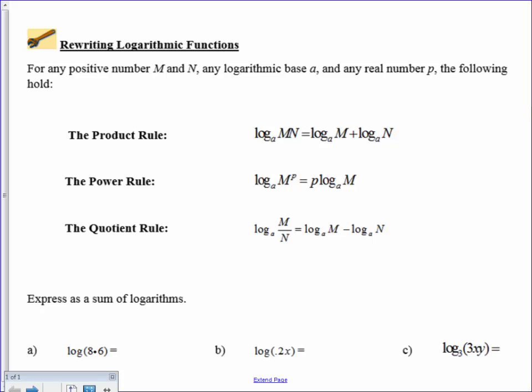Here we are going to learn 3 important rules of logarithms. You need to know these rules, and you also need to know them by name. First of which we have the product rule.